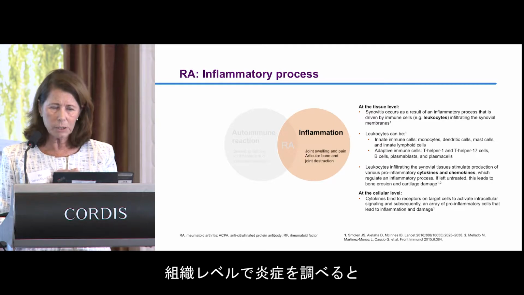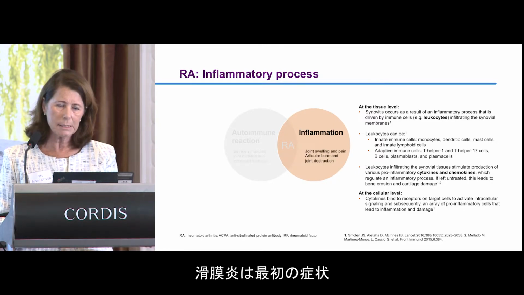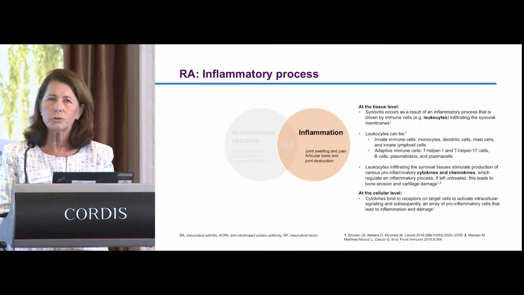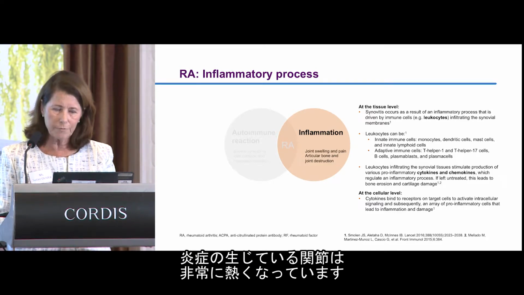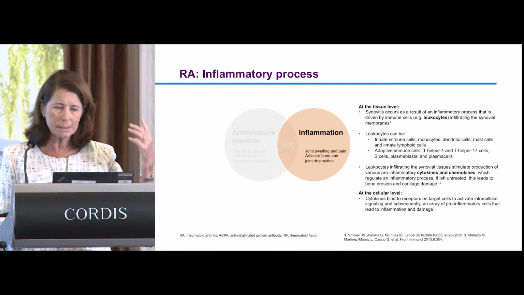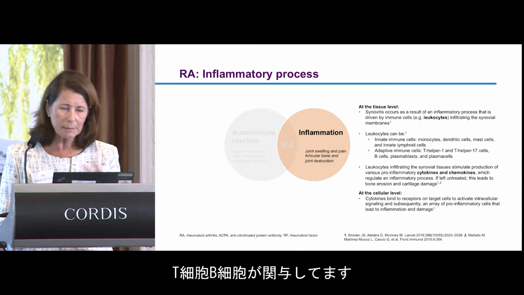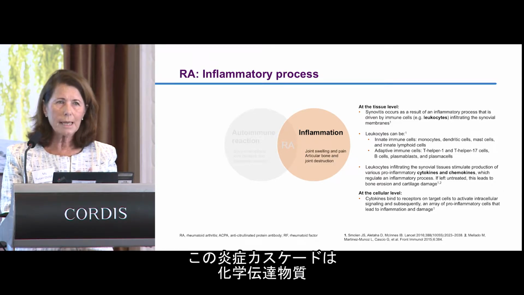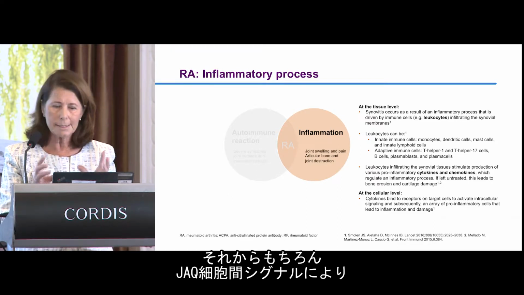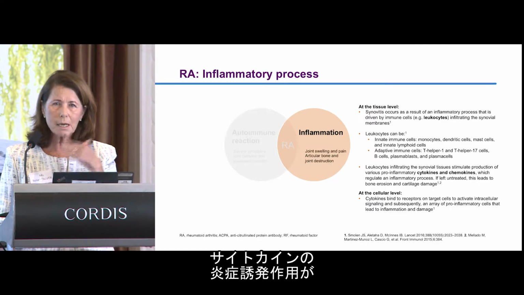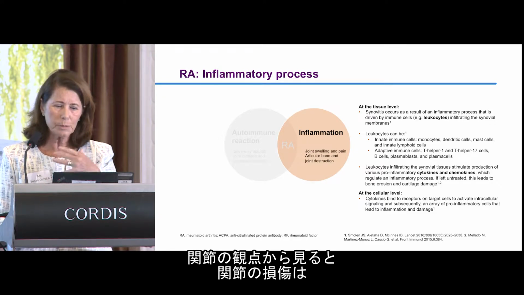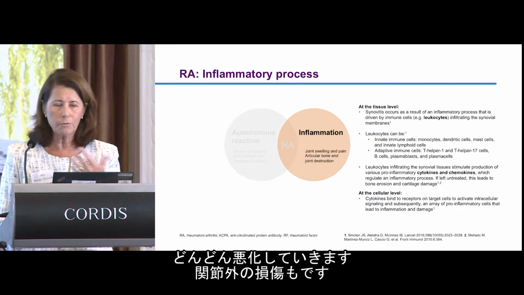So if we look at inflammation at the tissue level, we see synovitis, which is very common in the first presentation in ultrasound. If many of you have looked at ultrasound, you can see how hot the joint is with all that inflammation going on. Then this inflammatory cascade involves leukocytes, macrophages, and T and B cells, and these chemical messengers, these cytokines and chemokines, and of course now we know JAK intracellular signaling, all cause the cytokines to continue the inflammation effect.